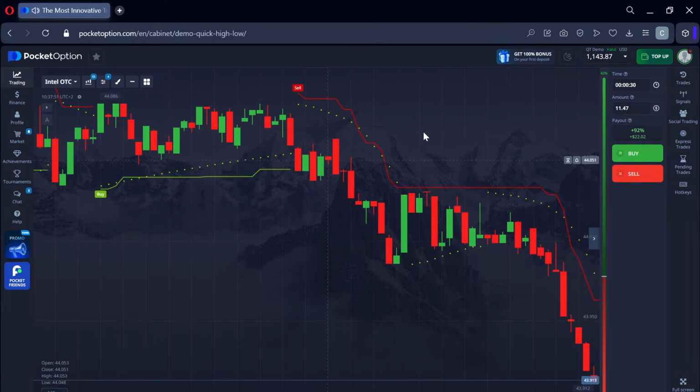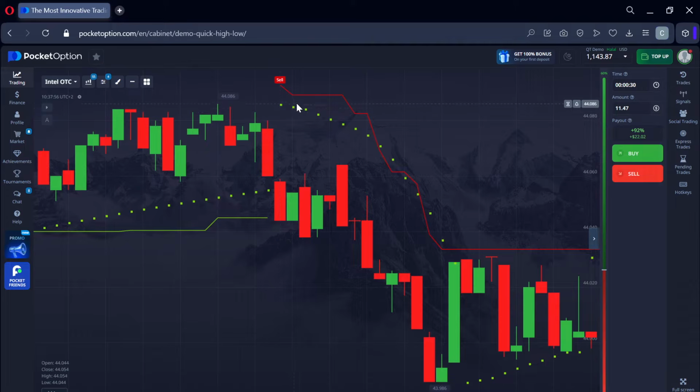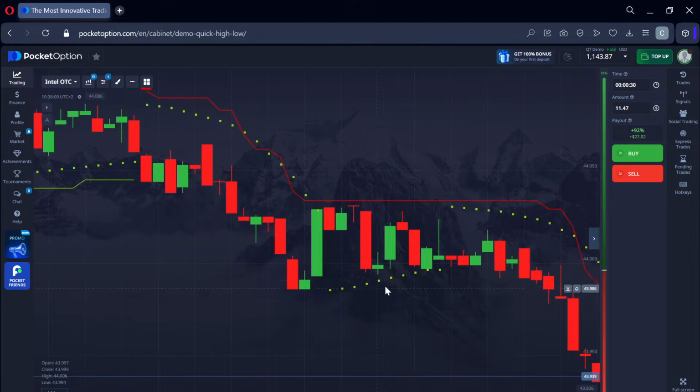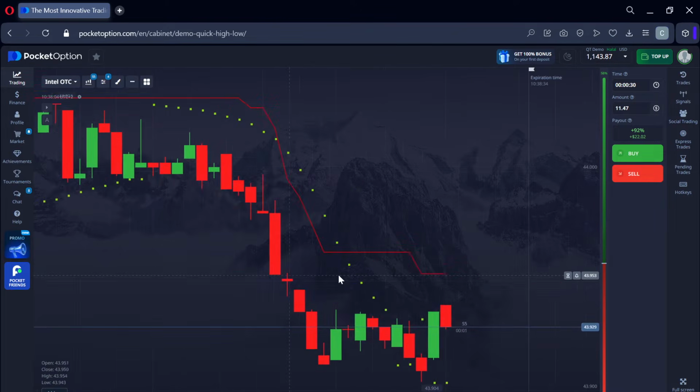so you can see. So how it's going to work is pretty much when it gives you a sell, you need dots to be above in order to take that 30-second sell. If there's dots below, you can't be selling. But when there's dots above again, you can sell. You can see like that.